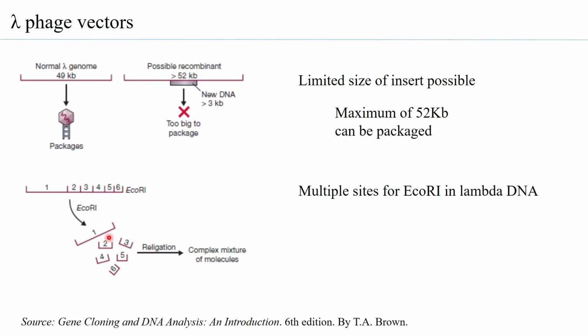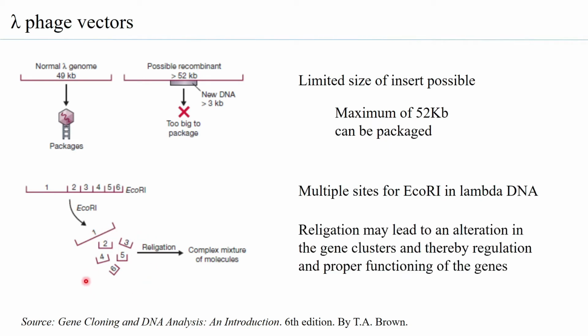Now, this can definitely be religated, but when they religate, what can happen is that the gene clusters that were present originally may not be the same after religation. So you may have 4 over here, 3 over here, 2 over here. If that is the case, then a set of genes that is regulated will lose its regulation because of the rearrangement of the genes happening due to religation.